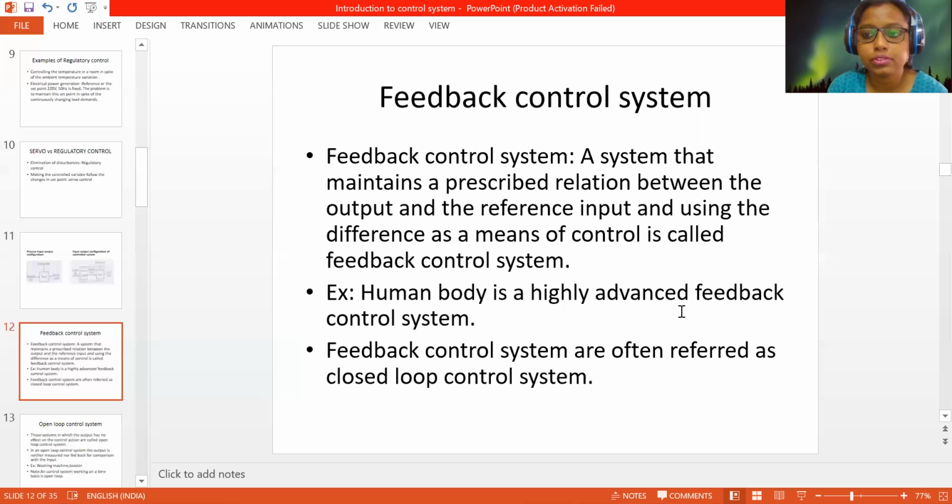A feedback control system is a system that maintains a prescribed relationship between the output and the reference input, using the difference as a means of control. Example, the human body is a very highly advanced feedback control system. It is also known as a closed loop control system.